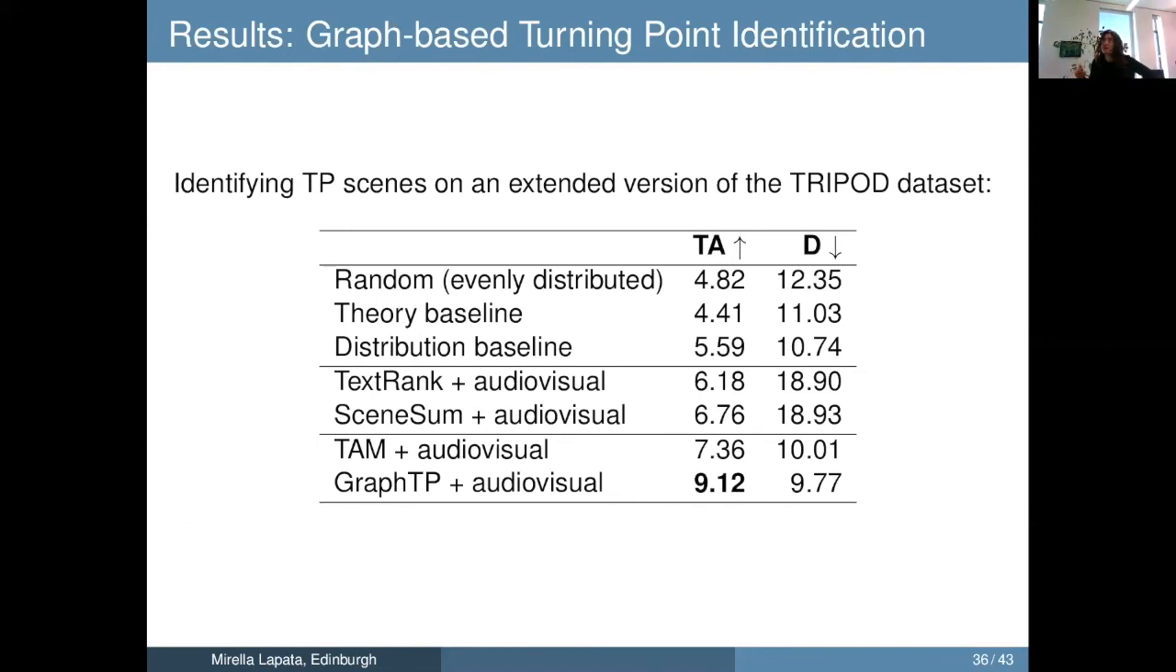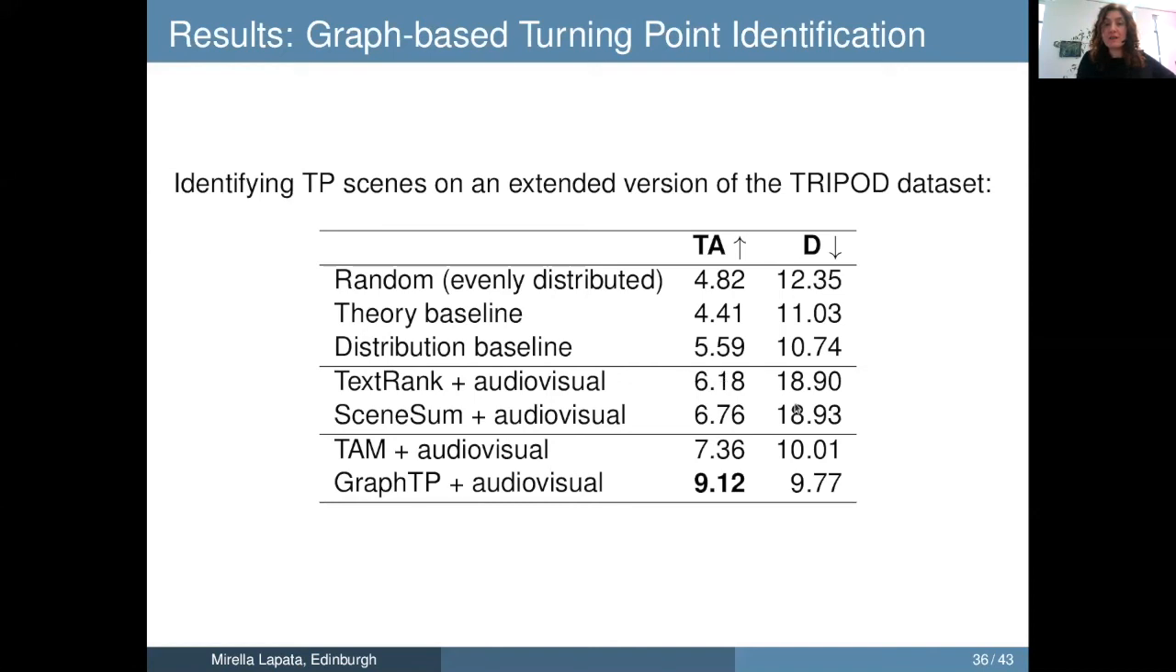It creates graphs per important protagonist in the screenplay. So it is person-centric as opposed to scene-centric. So the graph will be all the main characters of the movie, as opposed to having a graph of the scenes in the movie. And then we have the previous model, TAM, with audiovisual information, and the graph model with audiovisual information. The baselines, we cannot do audiovisual information. It's not clear how you do it, so it's just text.